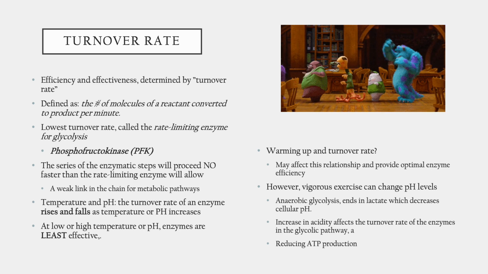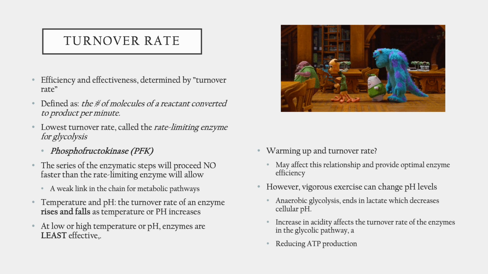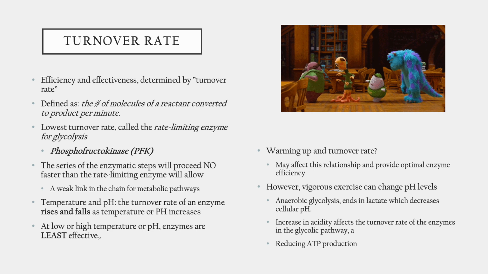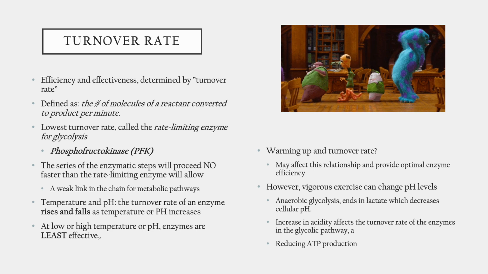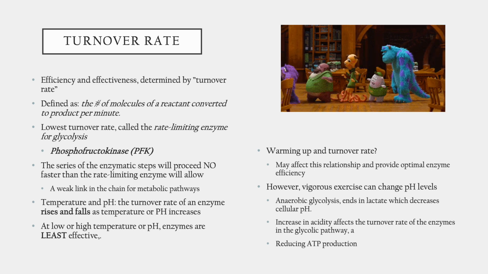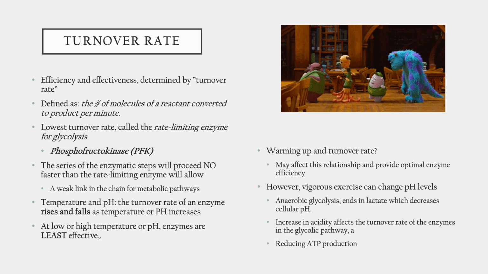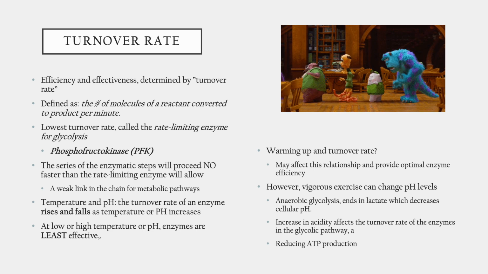Right? However, vigorous exercise can change pH levels. Anaerobic glycolysis ends in lactic acid, which decreases our cellular pH. This increases the acidity, which affects the turnover rates in the glycolysis pathway, ultimately resulting in a reduction in ATP.